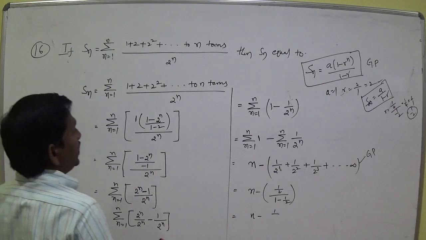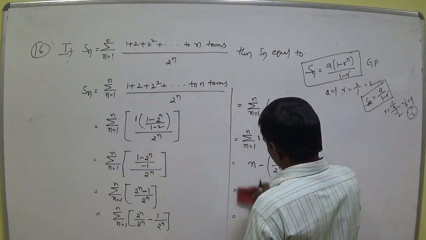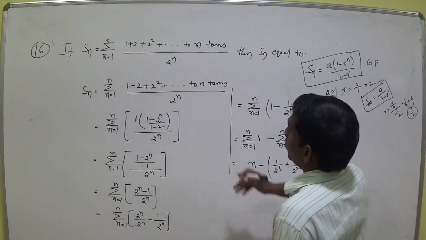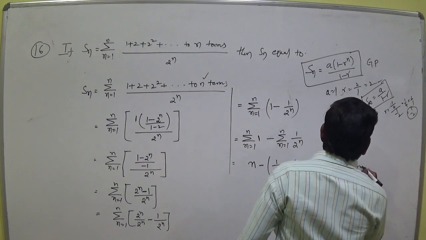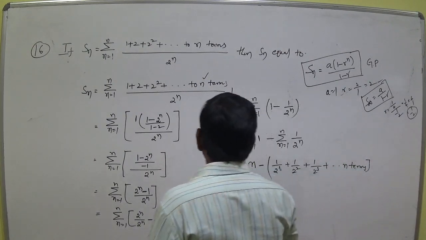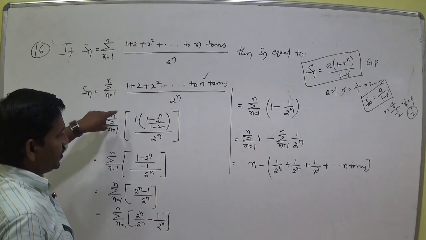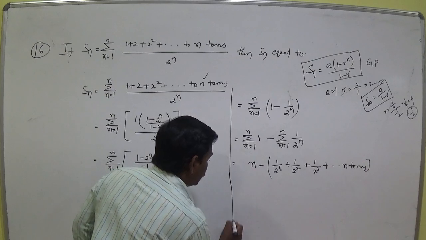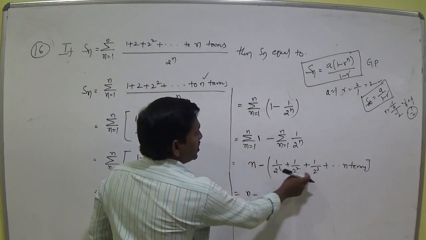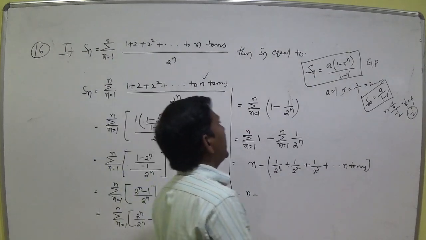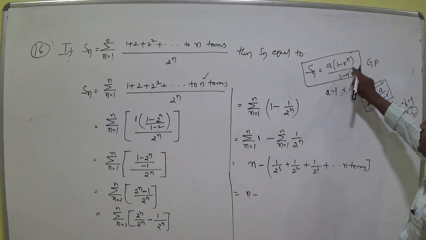Okay, it is not infinity. Here n terms, not infinity. So what we have to take after that? N minus, this is sum of n terms. Sum of n terms again: Sn equal to A into 1 minus r power n by 1 minus r.